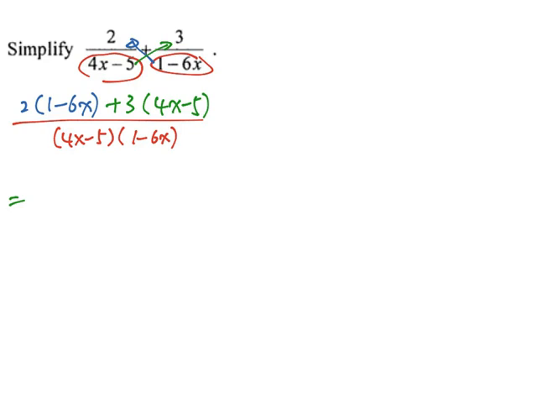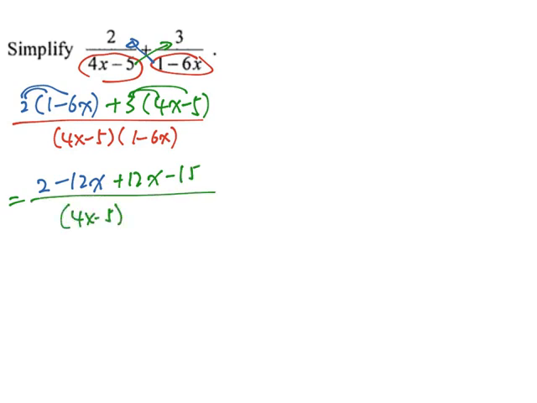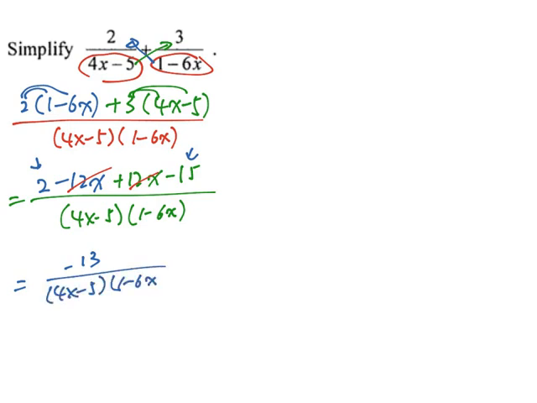Then we simplify, that means do the rainbow. So 2 and then minus 12x, and then continue plus 12x minus 15. We can see, oh, these two actually opposite, so we can cancel it. And then for number 2 and then negative 15, so negative 13. So 4x minus 5 and 1 minus 6x, so it is the answer.